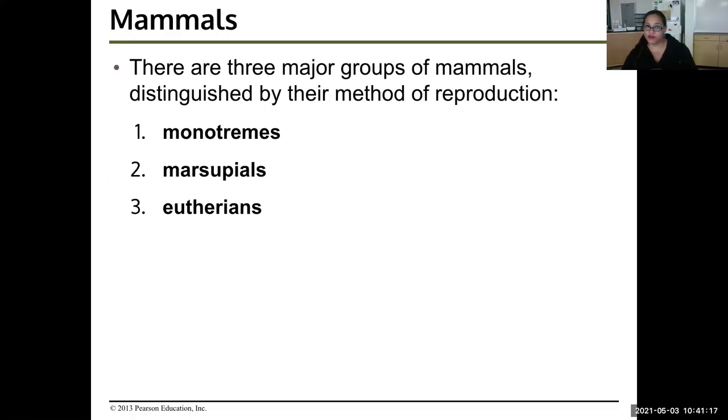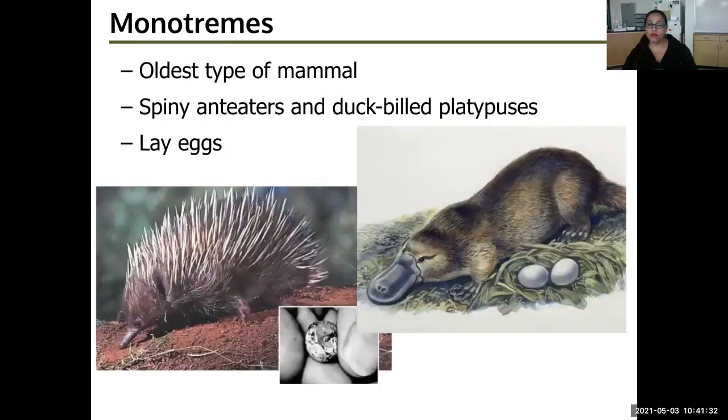There are three major groups of mammals distinguished by their method of reproduction: monotremes, marsupials, and eutherians. Monotremes are the oldest type of mammal. These include the anteater and the platypus. And their method of reproduction is they lay eggs. There are mammals that lay eggs. This sets them apart and makes them very unique.